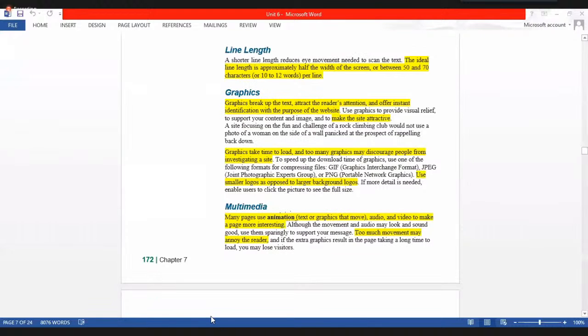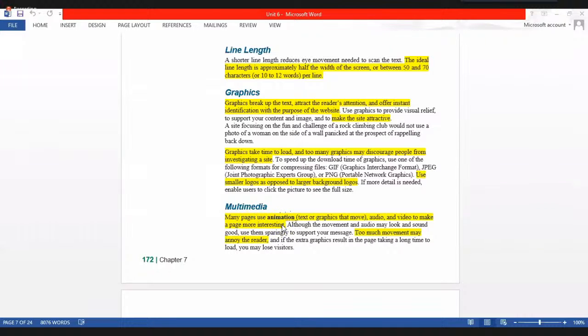Then another is multimedia. So many pages use animation. That is text or graphics that move, right? Audio and video to make a page more interesting. So too much movement may annoy the reader. So this also you have to use carefully, isn't it? In some places you find text or graphics that move. Many pages use animation. So you can also use this multimedia, isn't it?